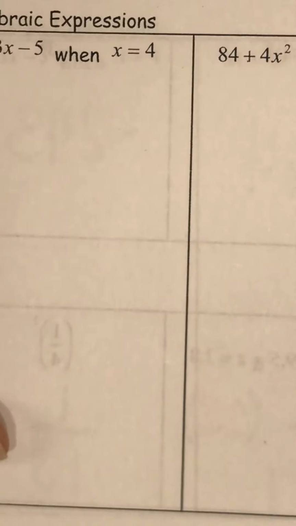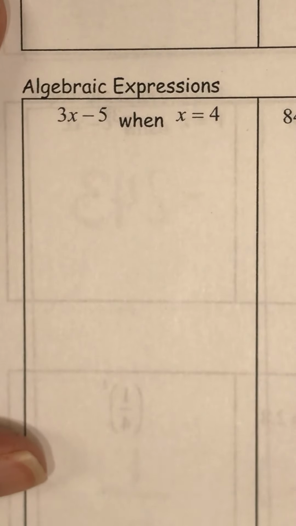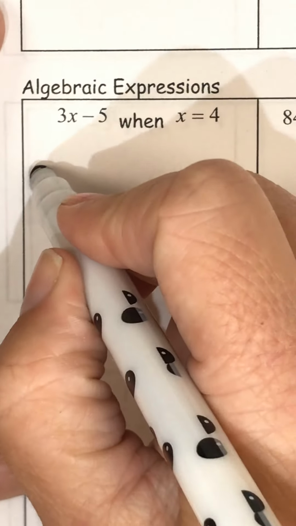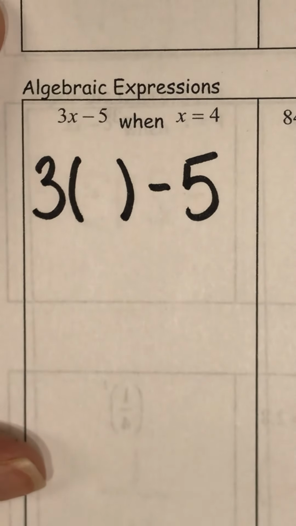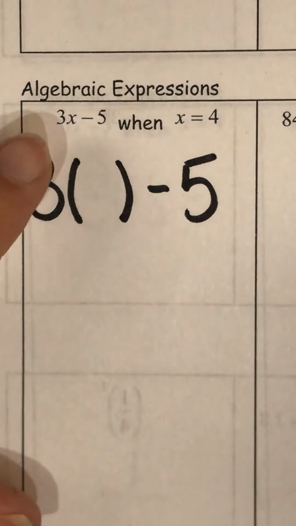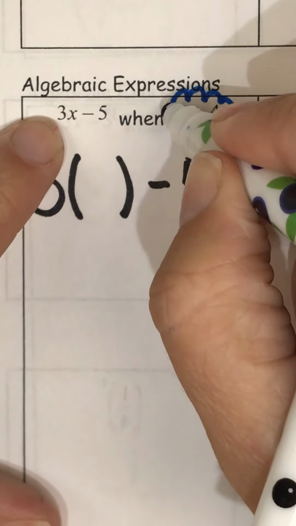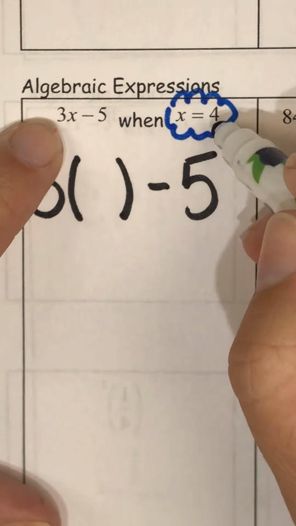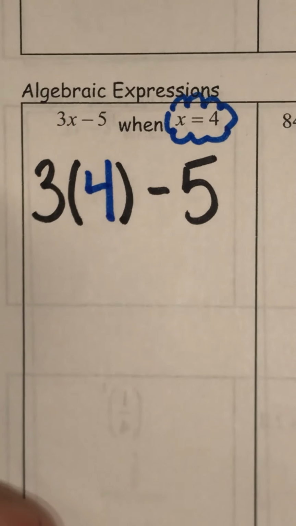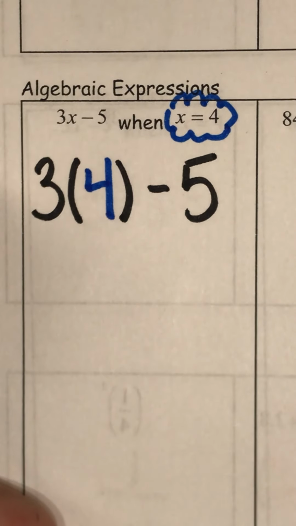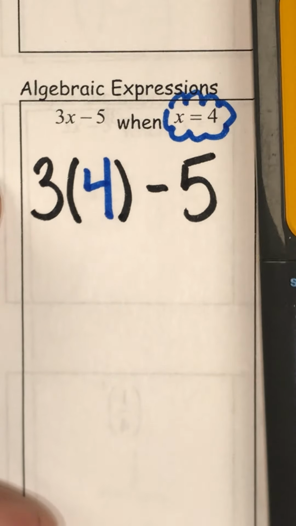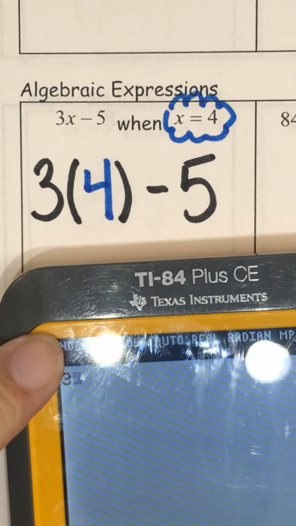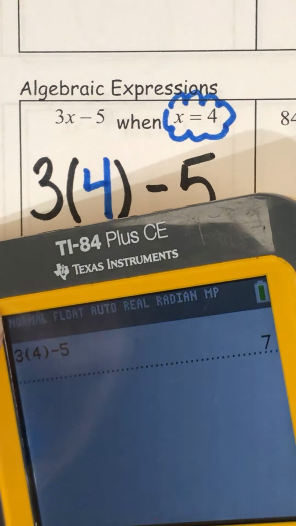All right, the bottom section of notes, this is the last section. It's kind of putting everything together. And notice I have an X there, and I have something to plug in for X. But I want you to remember, please, anytime you see a variable and you're substituting or plugging in a number for it, you need to use parentheses. If not, it's going to look like 34, and 3 times 4 is so different than 34. All right, so I'm going to type it in my calculator exactly as I see it. So it's 3 parenthesis 4 minus 5 equals, and it gives me the number 7.